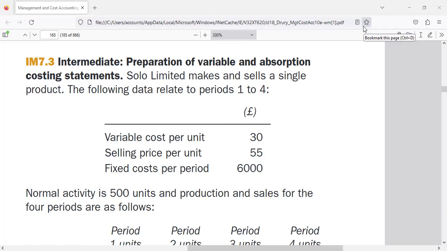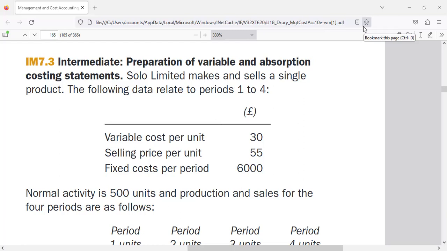So under absorption costing, stock is valued at the full cost per unit, whereas under marginal costing, we value stock at the marginal cost per unit. We have a sample question here, which I'm going to use to show you how to prepare cost statements as well as profit statements using variable, which is the same as marginal costing, and then absorption costing. Let us try to go through this scenario and we see.